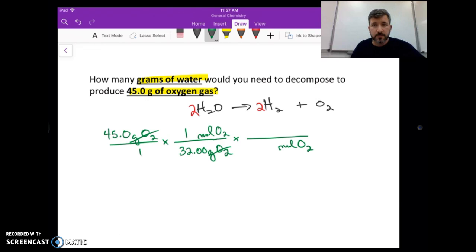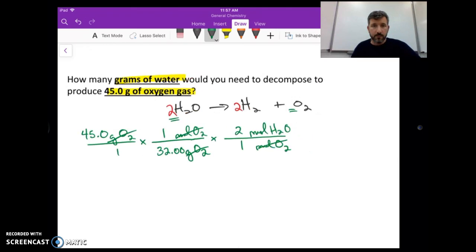where do you think I have to go next? Okay, so the next step is going to be to go to moles of water. I can't go directly to grams of water. I have to go to moles first because we can't convert between grams of one thing and moles of something else. So this ratio is going to be 2 to 1, and again that comes from the balanced equation. That cancels moles of oxygen. And then we have one more step because the question is asking me for grams of water, not moles of water. So we do have one more step, and that is to go from moles of H2O to grams.